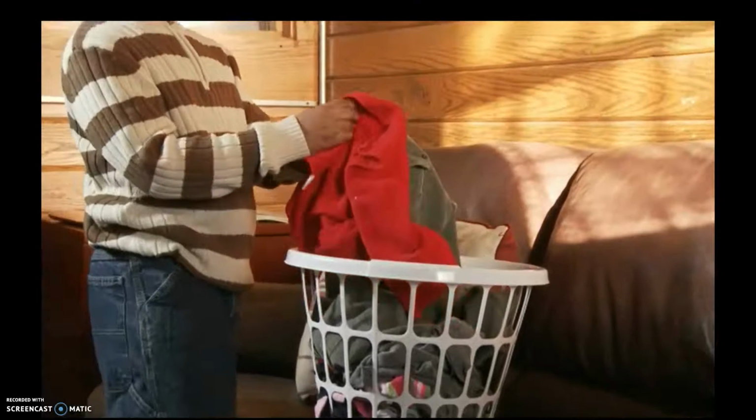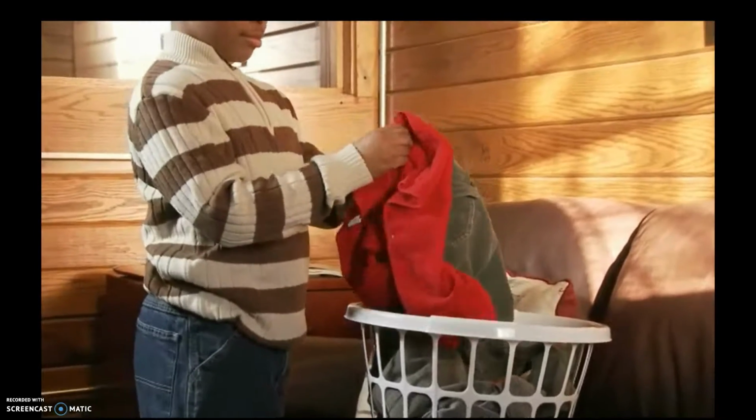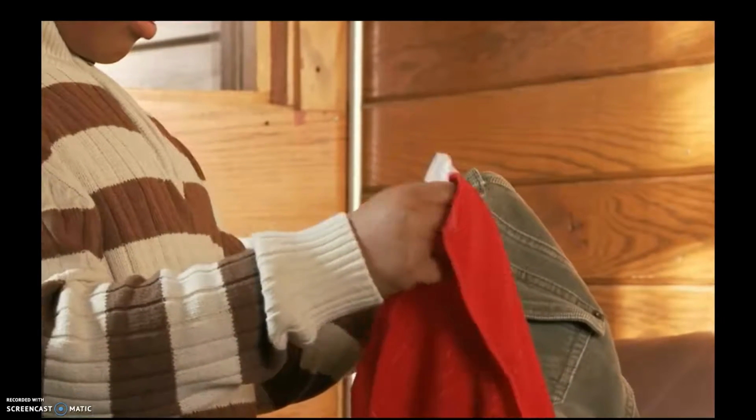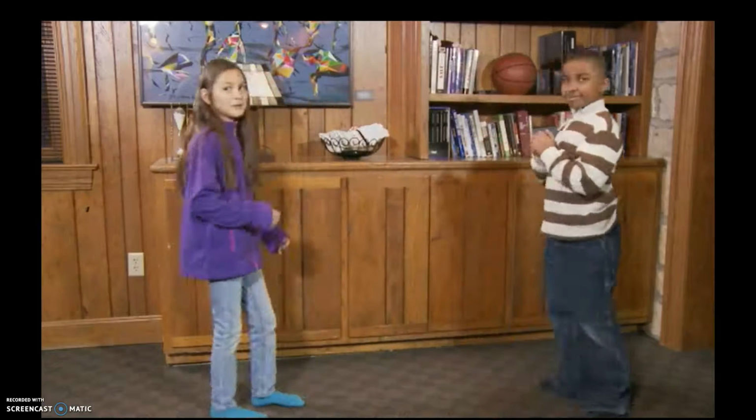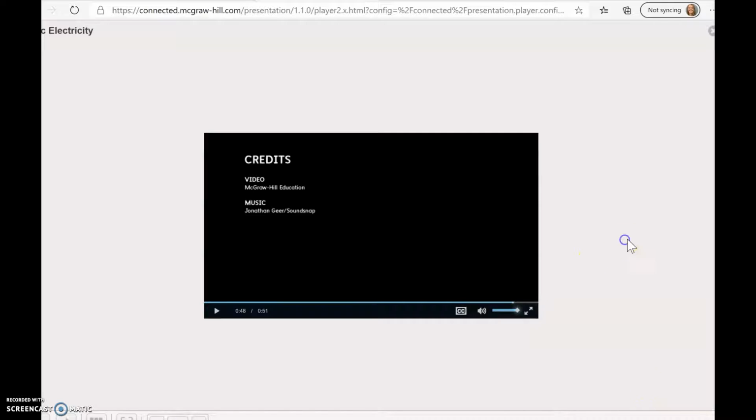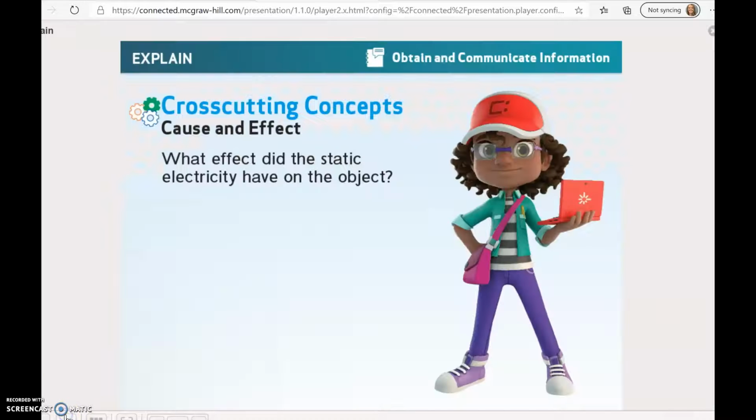Static electricity is why some clothes stick together when you pull them out of the dryer. Can you think of other times you've seen or felt static electricity? So what effect did the static electricity have on the object?